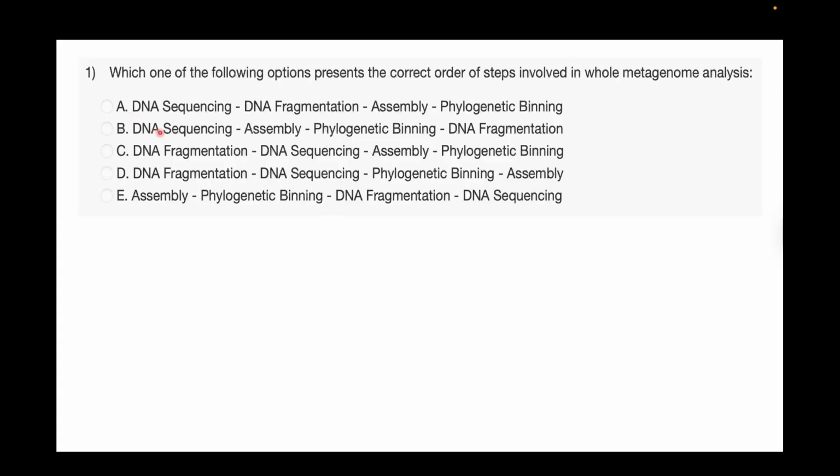Option A, DNA sequencing, DNA fragmentation, assembly, phylogenetic binning. Option B, DNA sequencing, assembly, phylogenetic binning, DNA fragmentation. Option C, DNA fragmentation, DNA sequencing, assembly, phylogenetic binning. Option D, DNA fragmentation, DNA sequencing, phylogenetic binning, assembly. Or option E, assembly, phylogenetic binning, DNA fragmentation, DNA sequencing. From left to right is from start to finish of a sequence. You have to tell me what is the correct order of steps involved in metagenomic analysis.